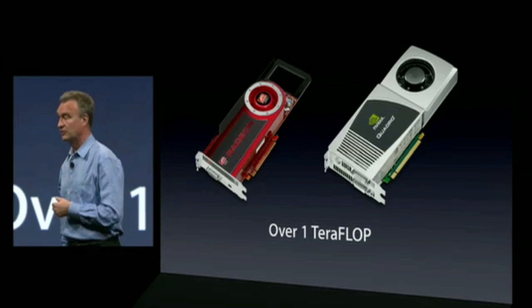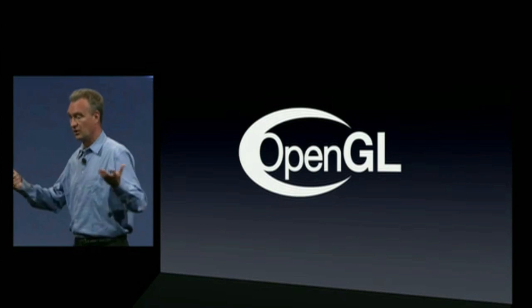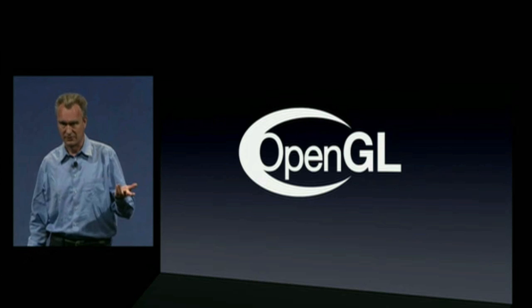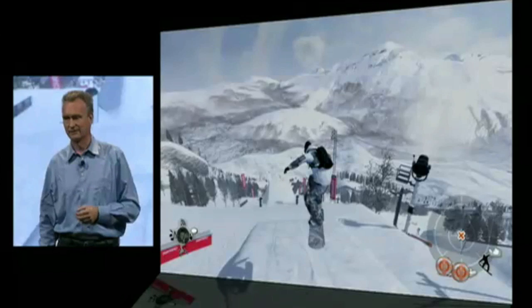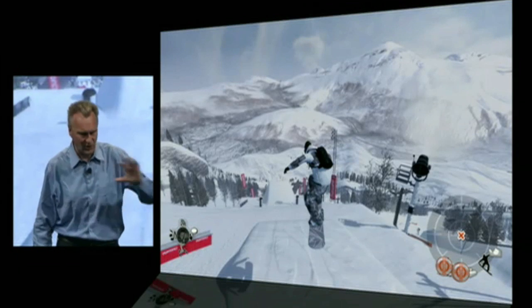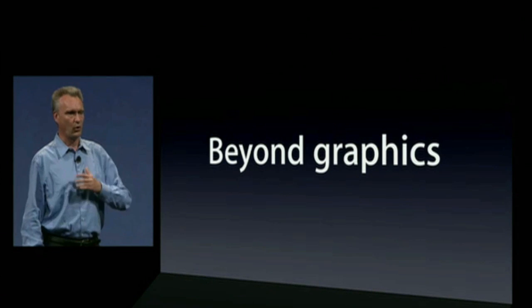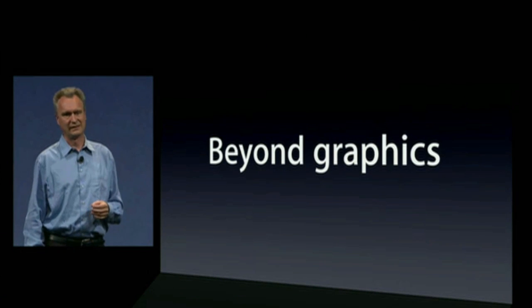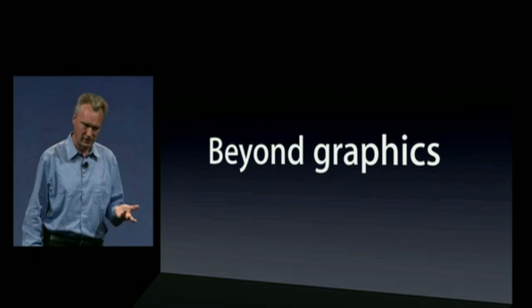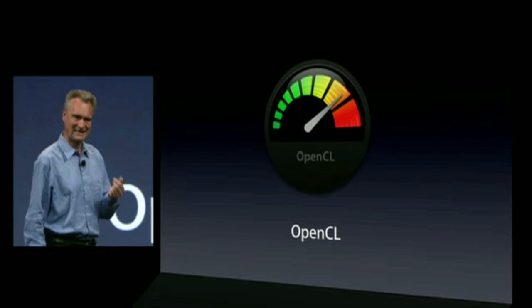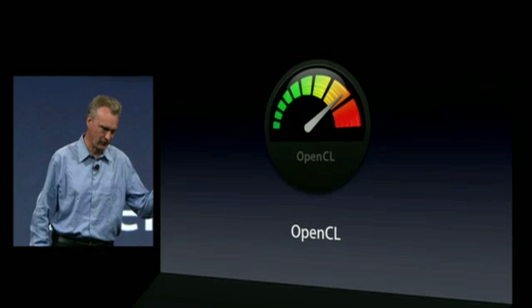And the standard way to use that power is to use OpenGL. That's what's used for games and graphics. But we want to move beyond that. We want to use this power for all kinds of things. And for that, we've devised a technology that we call OpenCL. The C stands for computing.